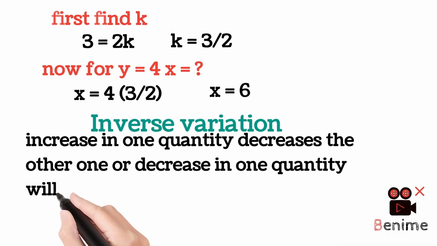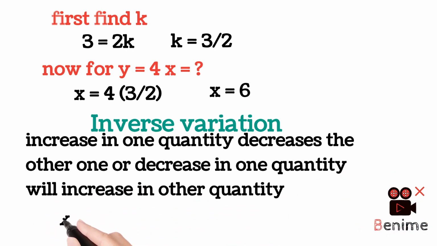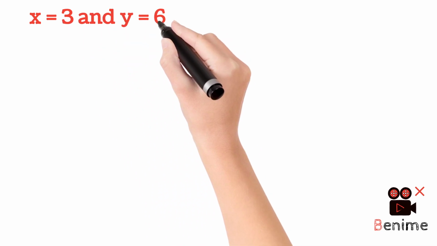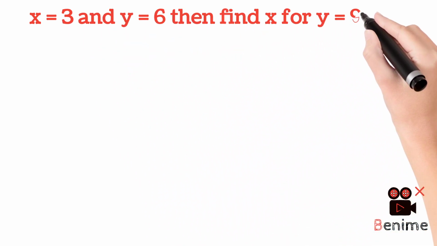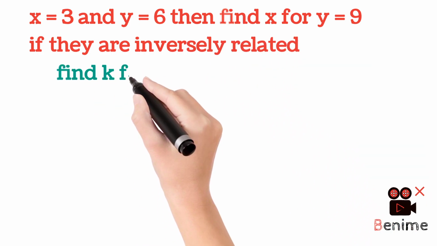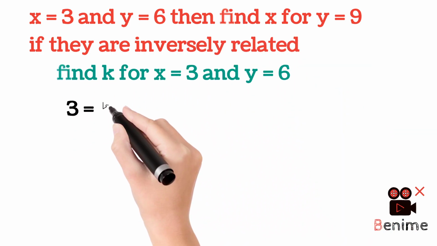In inverse proportion, an increase in one quantity decreases the other one, or a decrease in one quantity will increase the other quantity. Here x is inversely proportional to y, or x is equal to k over y. Say x is equal to 3 and y is equal to 6. Then find x for y is equal to 9.